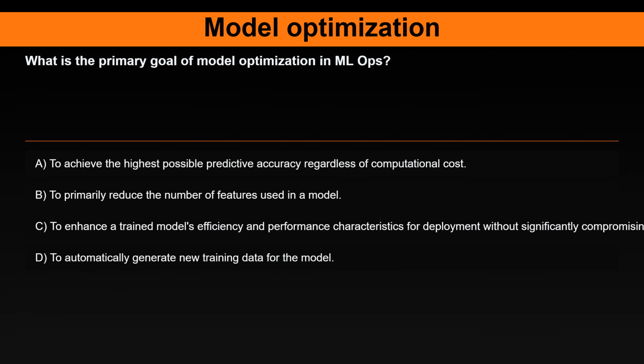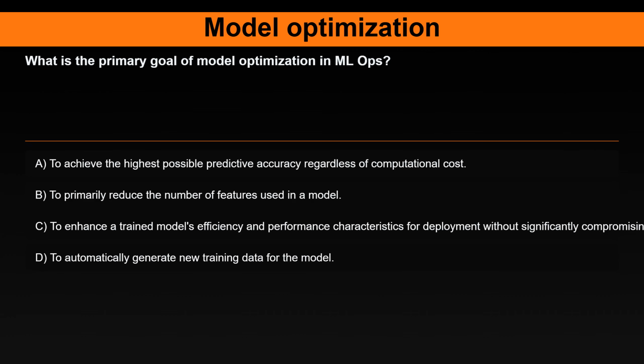Question 1. What is the primary goal of model optimization in ML Ops? Option A. To achieve the highest possible predictive accuracy regardless of computational cost. Option B. To primarily reduce the number of features used in a model. Option C. To enhance a trained model's efficiency and performance characteristics for deployment without significantly compromising accuracy.